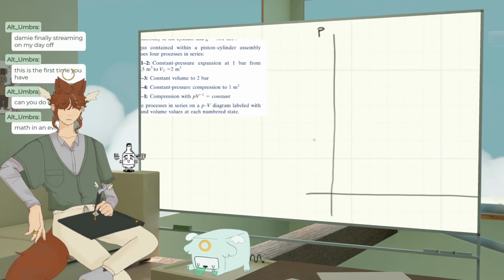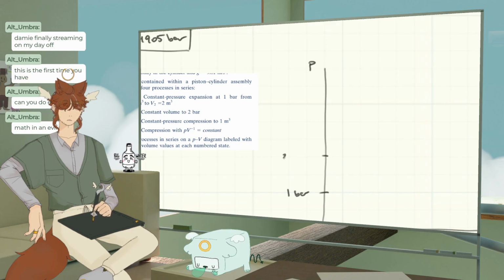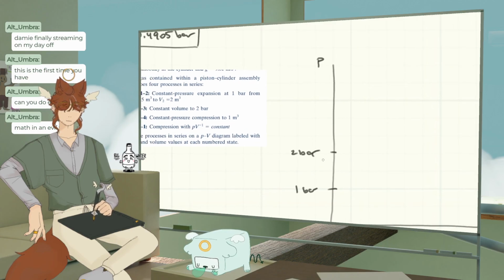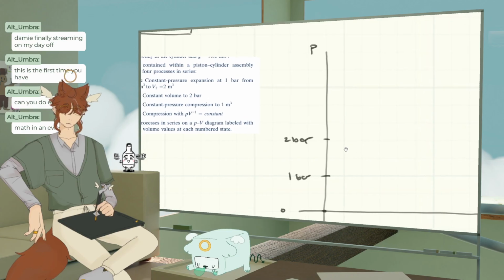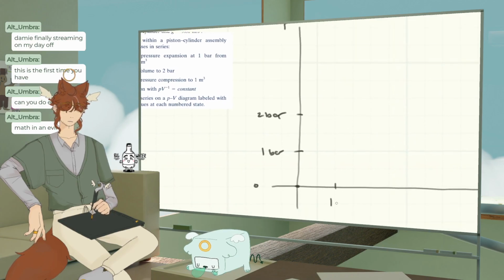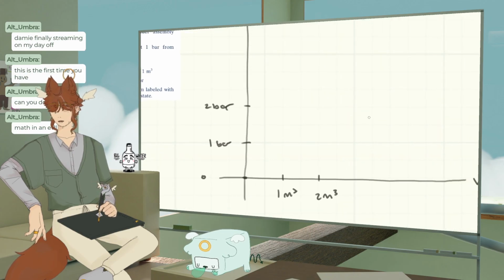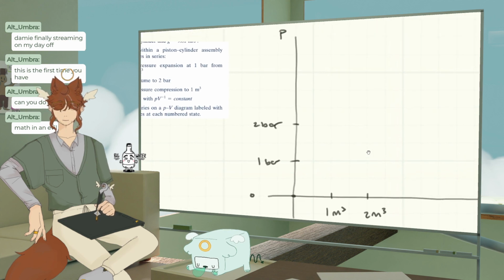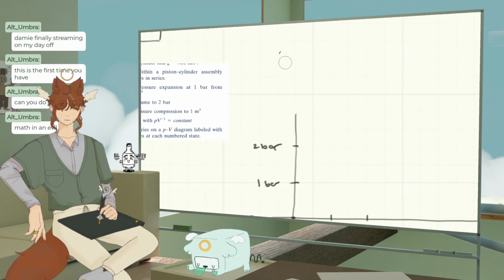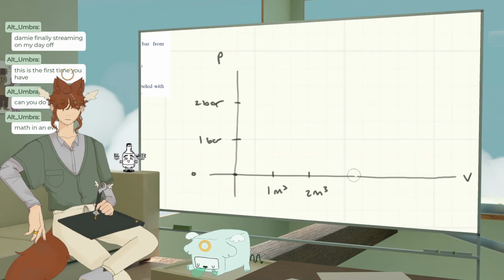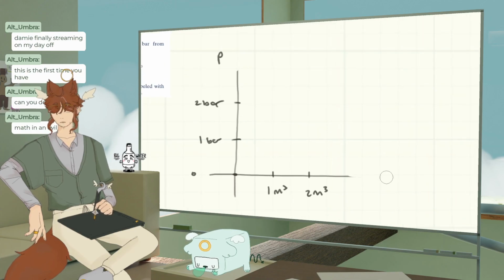So I guess we'll just put 1 bar here. No, 1 bar here. This is 0. And then 2 bar here. Cool. And then 1 meter cubed here. 2 meters cubed here. Kind of a giant graph. I didn't mean to do that. Let's cut this down a little bit. And cut this down a little bit. And then I'll scale it up after.